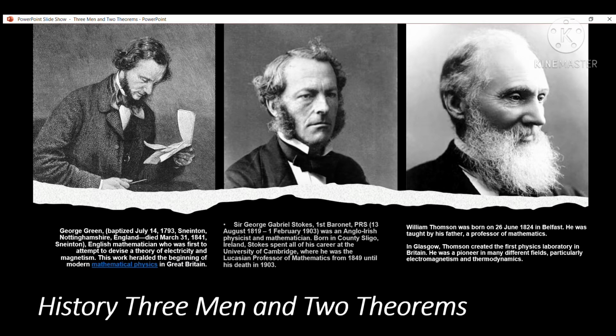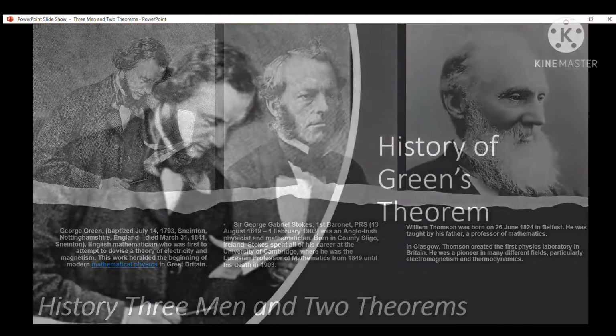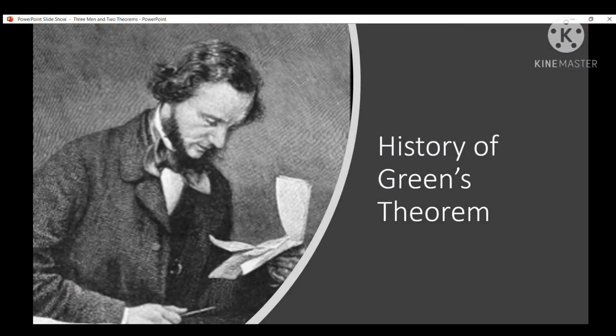The last man is William Thomson, who was born on 20th June 1824 in Belfast. He was taught by his father, a professor of mathematics. In Glasgow, Thomson created the first physics laboratory in Britain. He was a pioneer in many different fields, particularly electromagnetism and thermodynamics. Next, I will explain the history of Green's theorem.